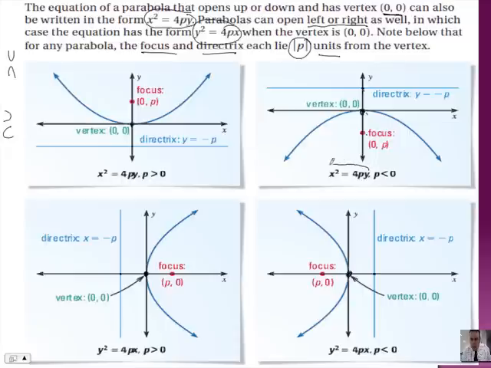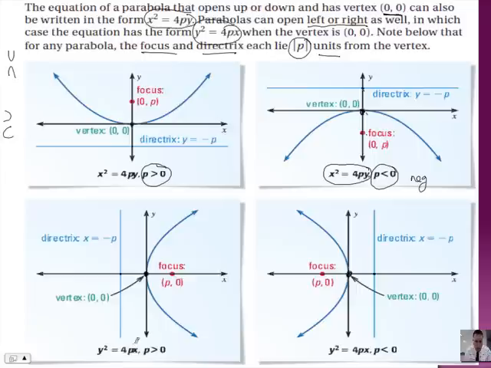Notice x squared equals 4py only if p is less than 0, which means if it's negative, obviously it's going to go down, okay? X squared equals 4py. If p is positive, it's going to go up. So just pay attention to p. If it's negative, it's going to do something. If it's positive, it's going to do something.